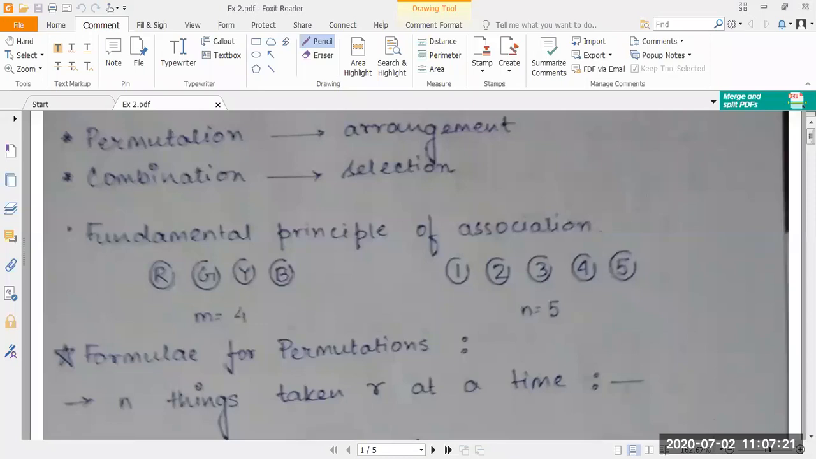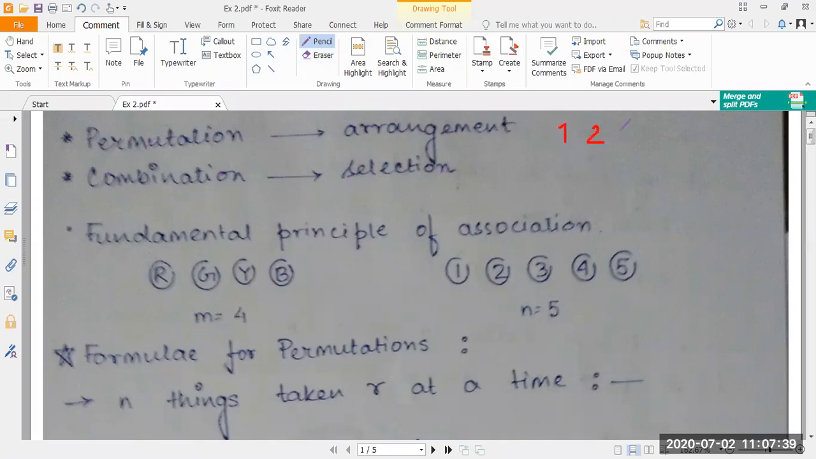Each of the different arrangements which can be made by taking some or all of the given number of things is called permutation. But each of the different selections or groups which can be formed by taking some or all of the given number of things is called combination. So let's say I take an example.